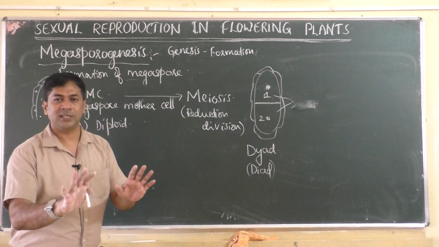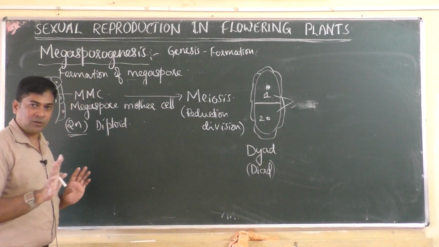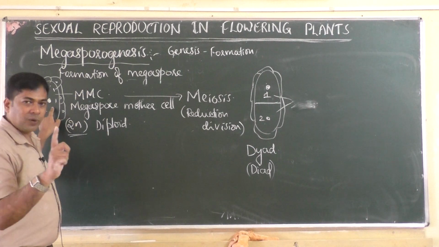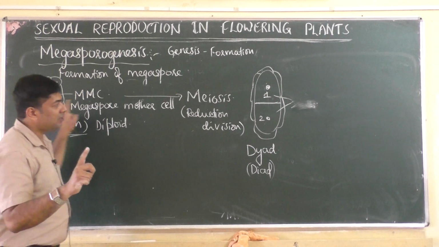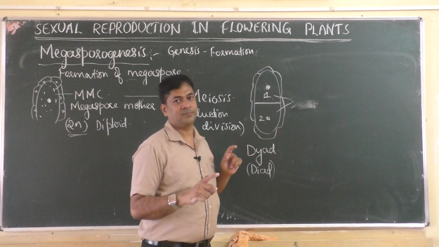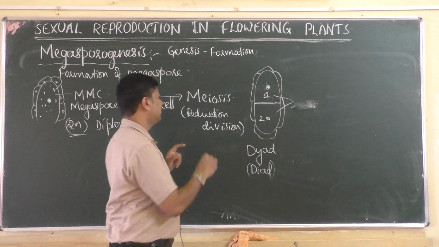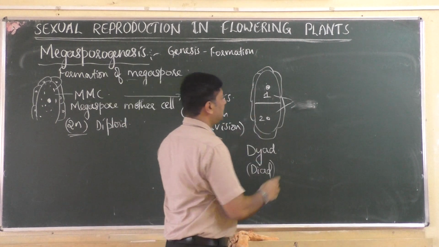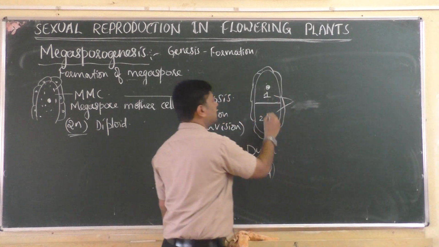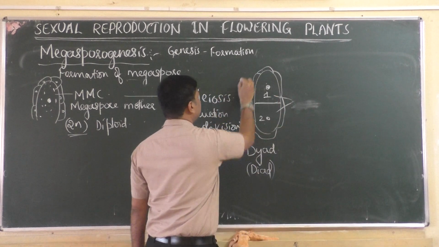To make this process very simple, cell division occurred. Megaspore mother cell is one cell divided into two cells by cell division. Which cell division? Meiosis. Then dyad is produced, where two cells are there. Then again, this is meiosis 1.